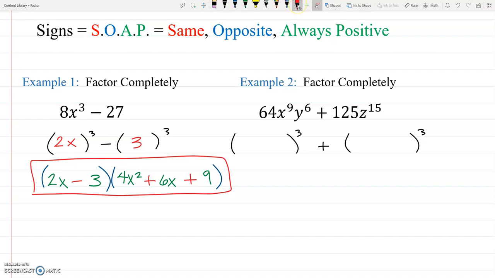To get 64, that's actually 4. 4 times 4 is 16. 16 times your third 4 gets you 64. So we start with a 4.